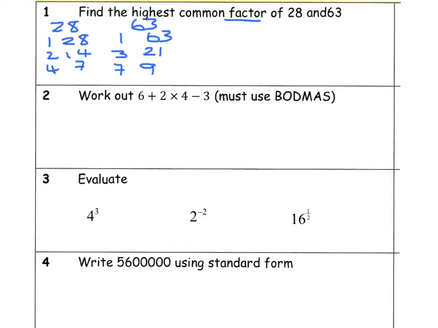And the only numbers that are common to both are 1, 7, and that's it. So the highest common factor is 7.